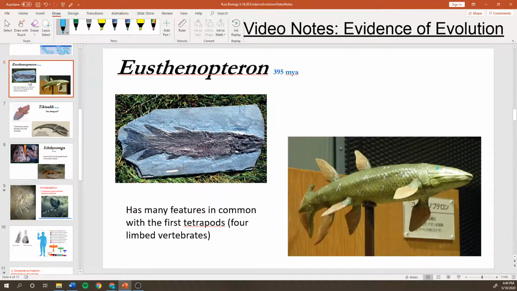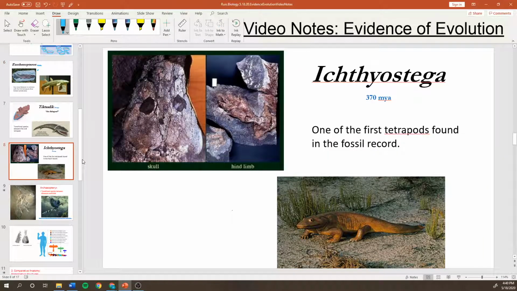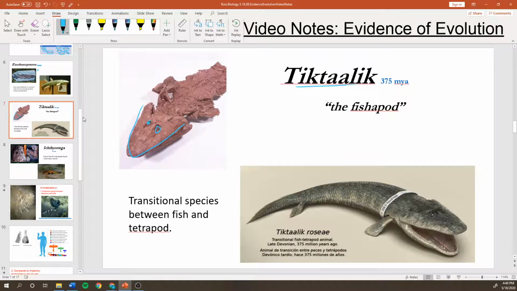We also have some fossils. I just want to show you, and here's a little bit of a timeline. So some of these, Eosinopteron, this is the early fish, okay, 395 million years ago. And then we have Ichthyostega. Oh, sorry, I skipped one. I skipped Tiktaalik. 375 million years ago.